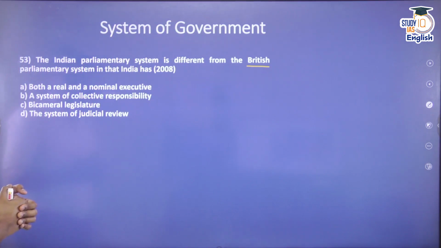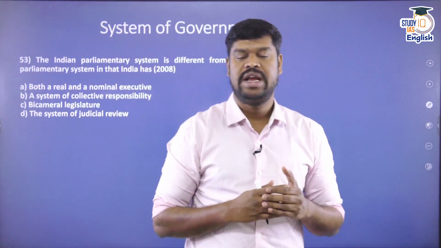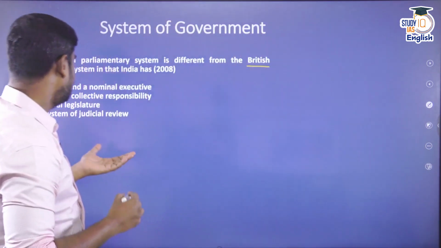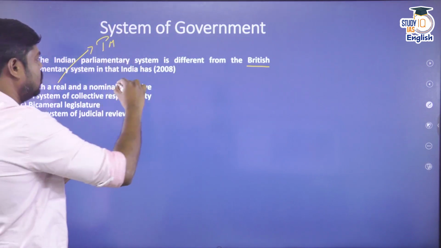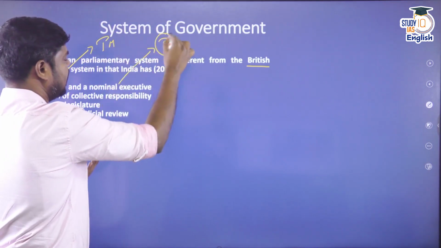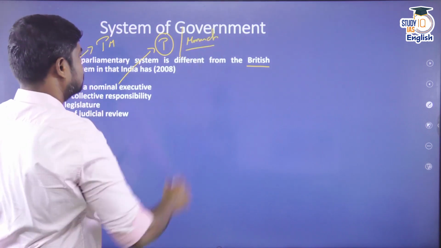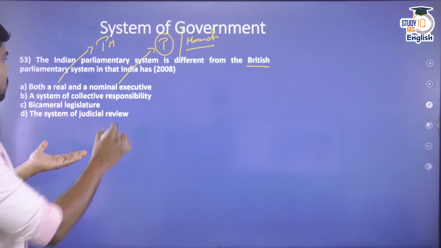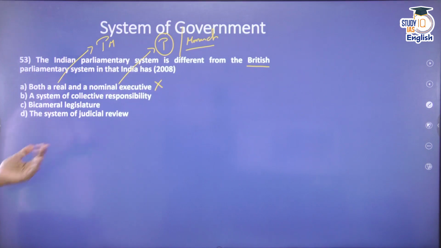So both real and nominal executive, that means in India and in the United Kingdom, there is a system of both real as well as nominal executive. This is very much true. The real executive is the Prime Minister in both the countries, and the nominal executive in case of India is the President, and there it is the monarch. So this is true in both cases. The question is in which the Indian parliamentary system is different. So this is not different, this is the same. So this is not the right answer. A system of collective responsibility.